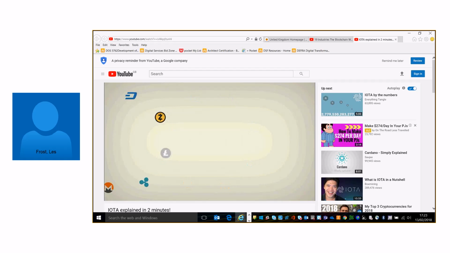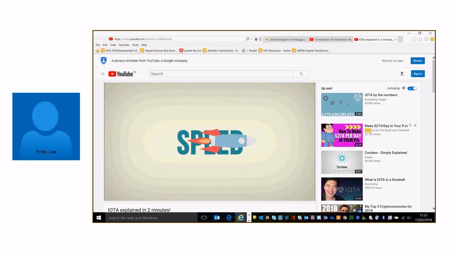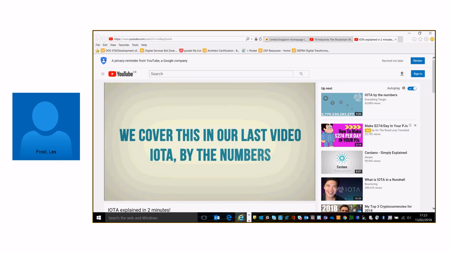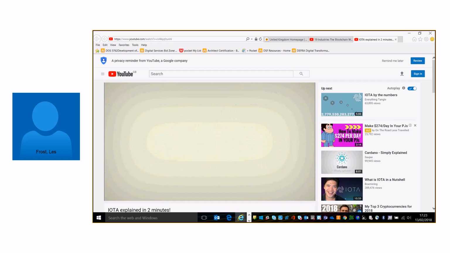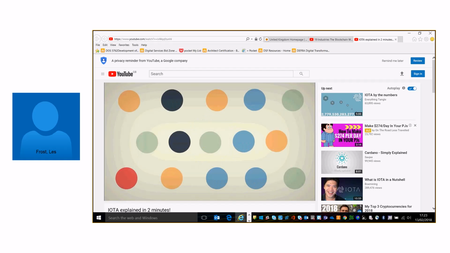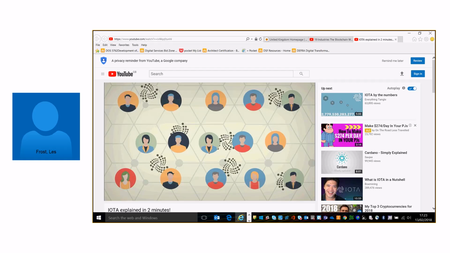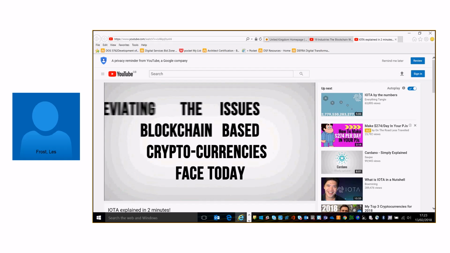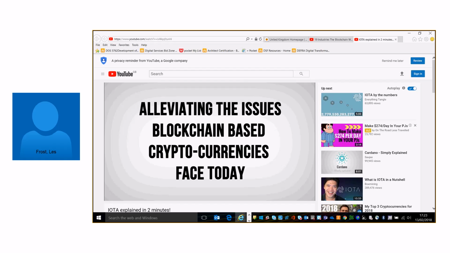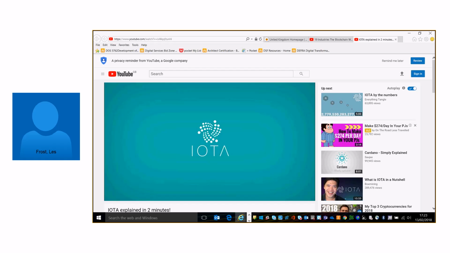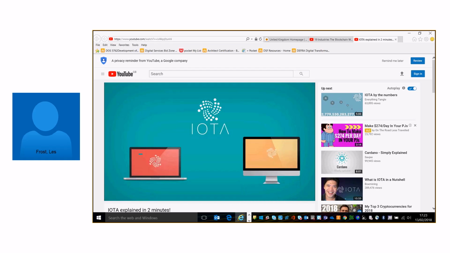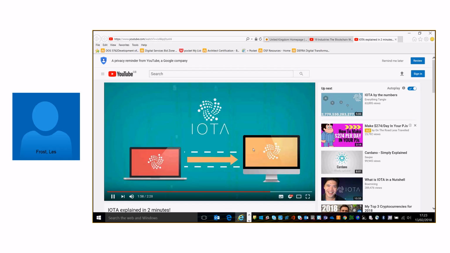Moving on, we have speed. In cryptocurrency, speed is measured by TPS, transactions per second. We covered this in our last video, IOTA by the numbers. We suggest checking that out if you haven't already. In simple terms, none of us want to be stuck waiting hours for a transaction. Ultimately, with IOTA, the more people that use the network, the faster it becomes, alleviating the issues blockchain-based cryptocurrencies face today. It is these two features that give rise to IOTA's purpose, which is to support and facilitate a machine-to-machine economy, and to be implemented as the underlying protocol behind the Internet of Things.